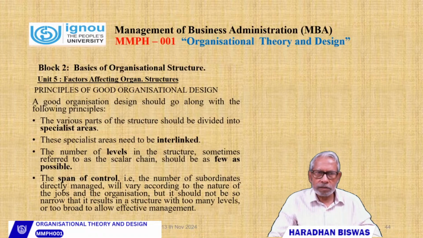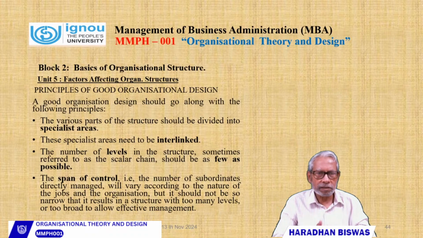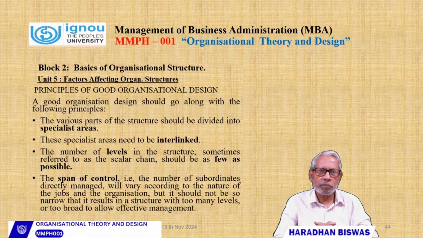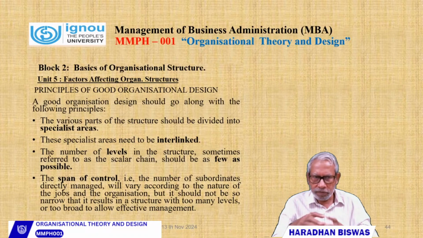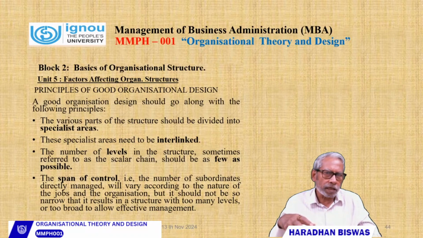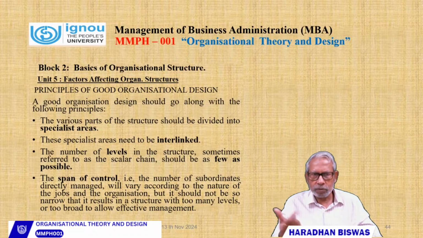Now, a good organization's design should go along with the following principles. How do we define a good organization? It is to be divided into specialized areas. Some of the specialized areas should be divided, and some need to be interlinked, for example the marketing research teams, the R&D teams, or the training and development teams. Everything of the specialized areas in the company should be interlinked.